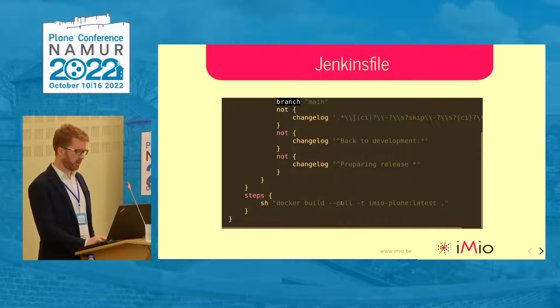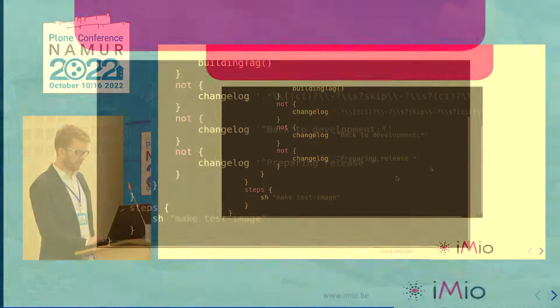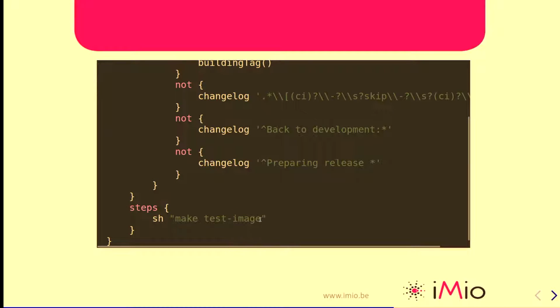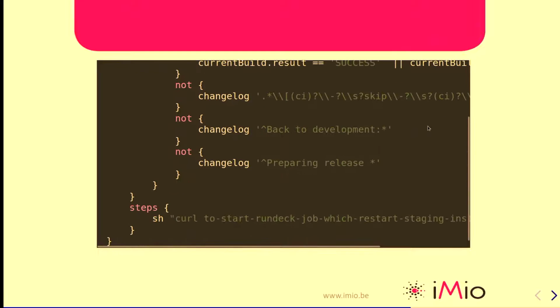And after that we build the image. After this stage, we test it, as I explained before. We use a Makefile for that, but it's the test with pip, PyTest and Docker Compose. After that, in the next stage, we check if the build is a success, with no problem with the build and with the test. We check if there is no CI skip also in the changelog, and we start the Rundeck job for updating our staging instances.